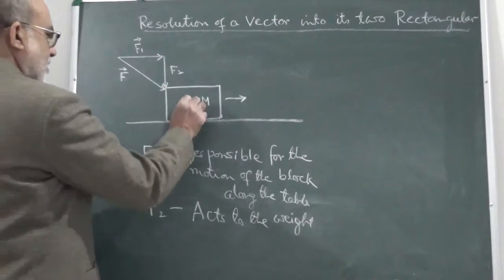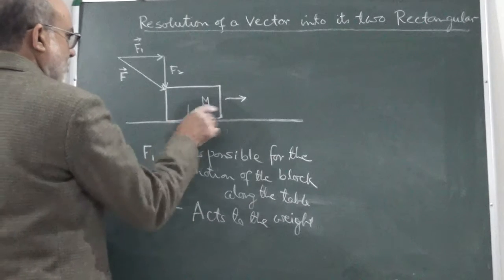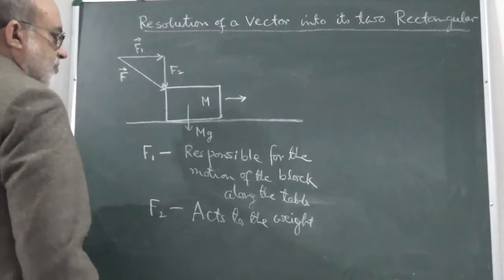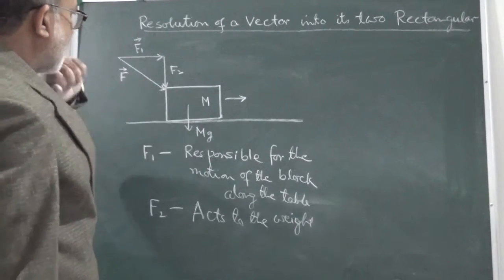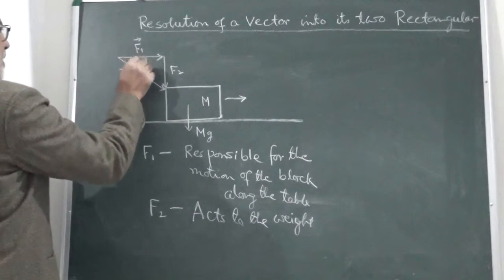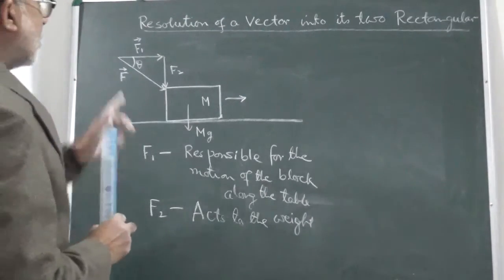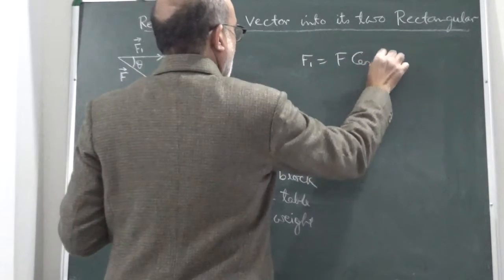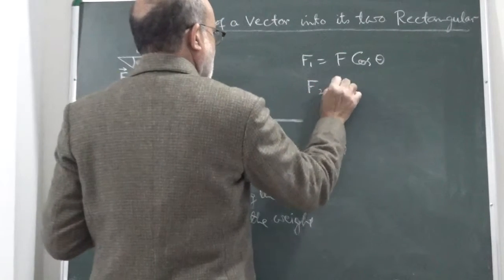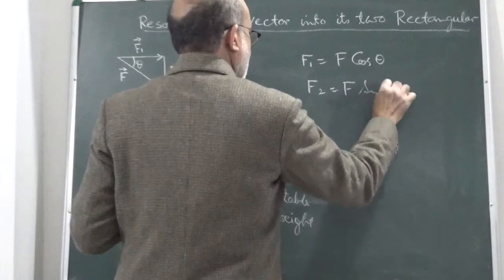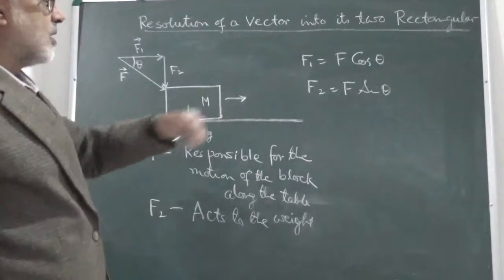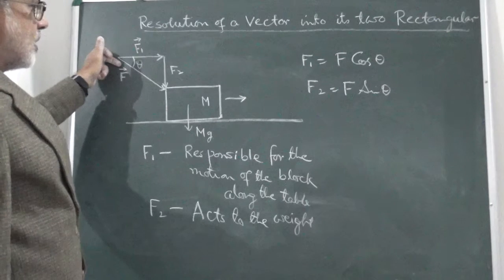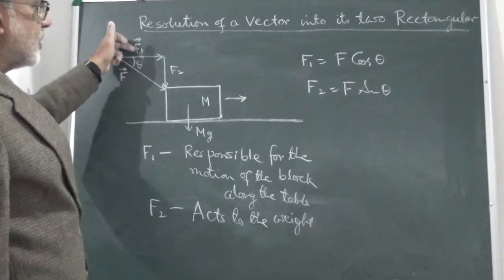The weight is mg here, so the reaction on the table will be mg plus F2. Suppose this is angle theta. So F1 is F cos theta and F2 is F sin theta. As you increase the angle of the force, the component F2 will increase and F1 will decrease.